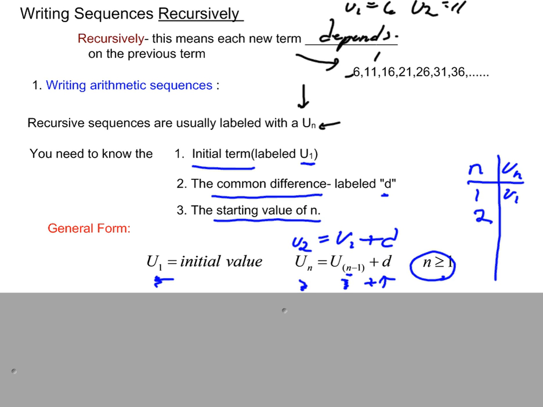So for this sequence up here, U sub 1 is equal to 6. U sub n is equal to U sub n minus 1, and sometimes I'll put that in parentheses, plus the common difference, which is 5. And we want n to start at 1 and then go up by 1. So that is a way to write that sequence. Let's do some more.